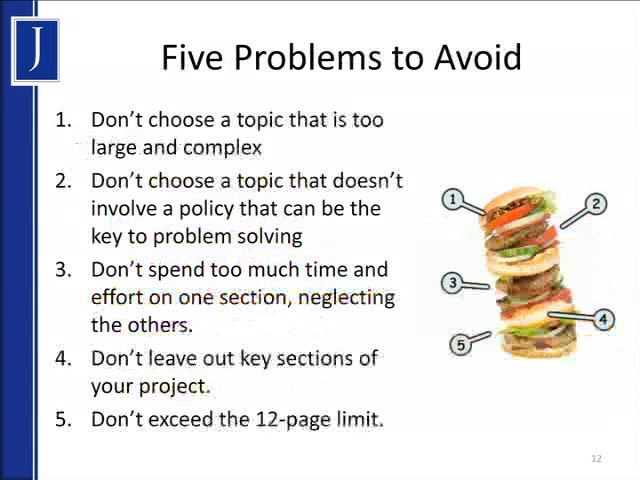In summary, 5 problems to avoid are: first, don't choose a topic that's too large and complex, and don't turn a simple topic into something that is more large and complex than it needs to be. Second, don't choose a topic that doesn't involve a policy that can be the key to problem solving. Third, don't spend too much time and effort on one section, neglecting the others. Fourth, don't leave out key sections of your project. And fifth, don't exceed the 12-page limit.